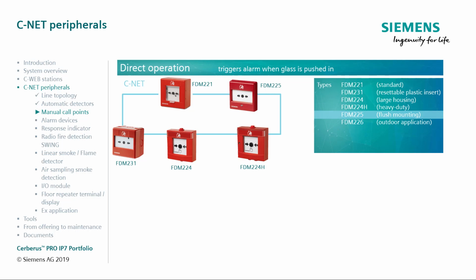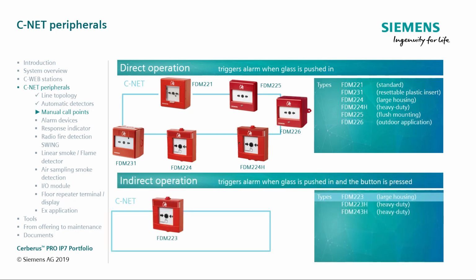The flush mounting manual call point with a built-in alarm indicator has either a glass insert or a resettable plastic insert. The manual call point with a built-in alarm indicator for outdoor application comes with either a glass insert or a resettable plastic insert. Now let's look at the call points in indirect operation.